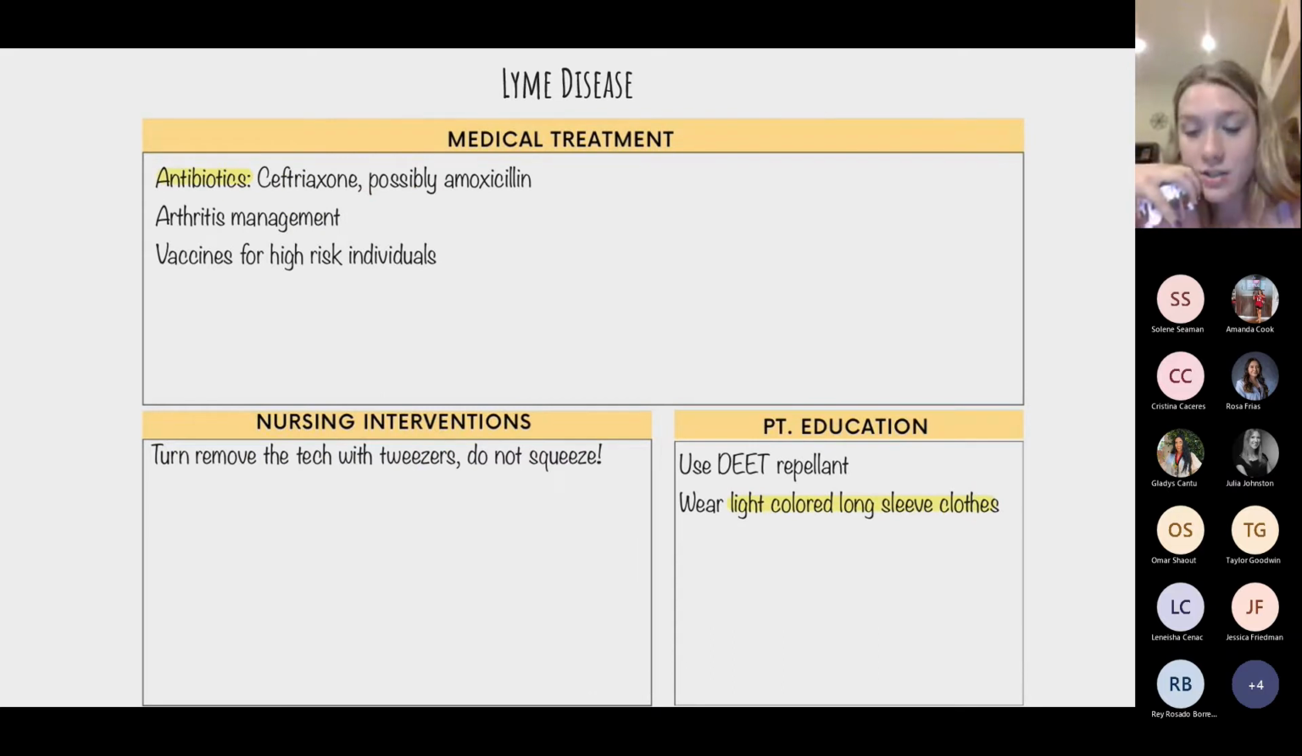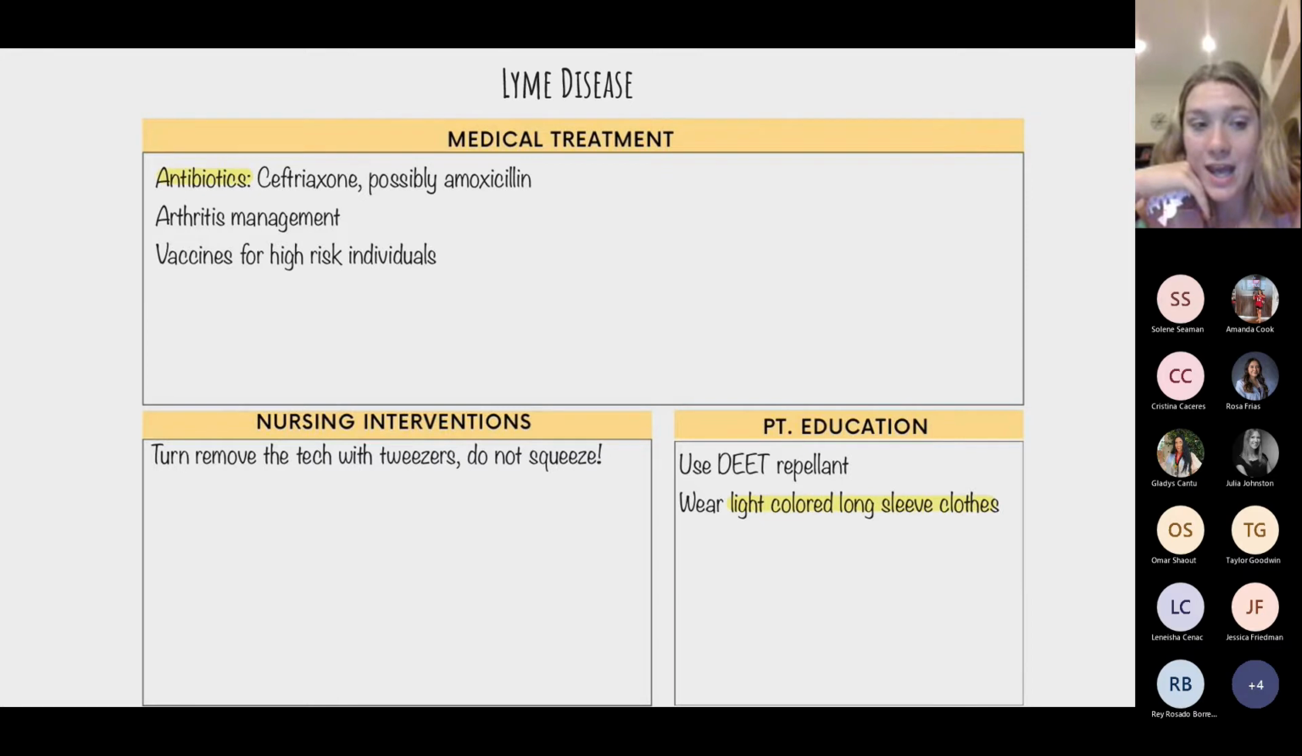Antibiotics, ceftriaxone is our drug of choice. Amoxicillin may or may not work. Just keep that in mind. That's why we focus a lot of this lecture on education. So DEET repellent is a really big one, and light colored long sleeve clothes. That way we can see if anything has jumped on us.